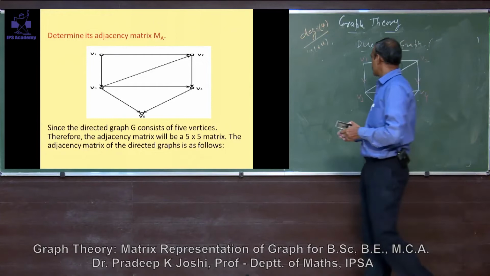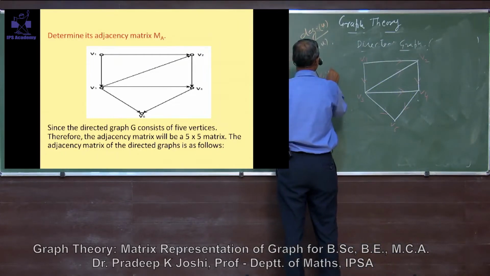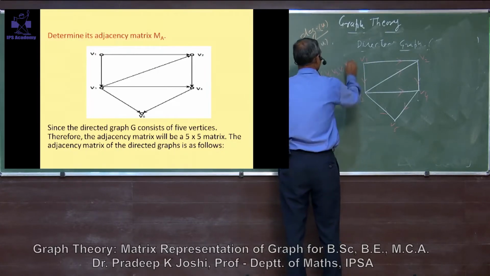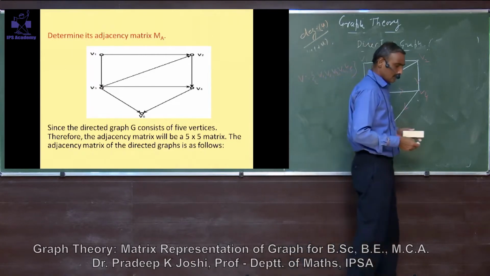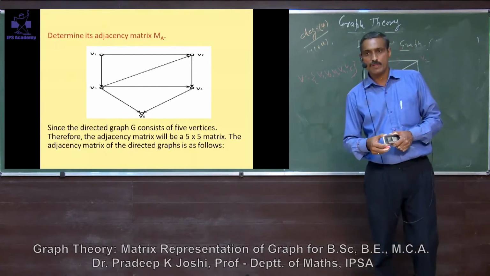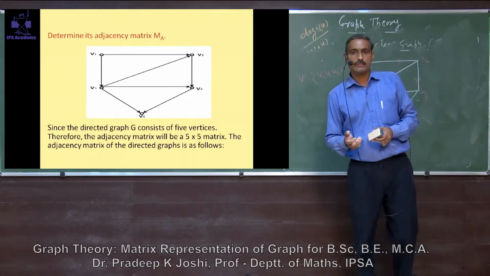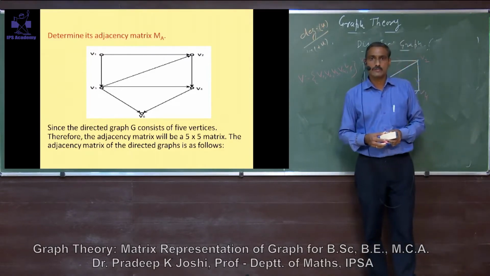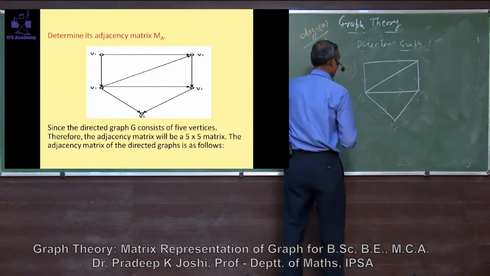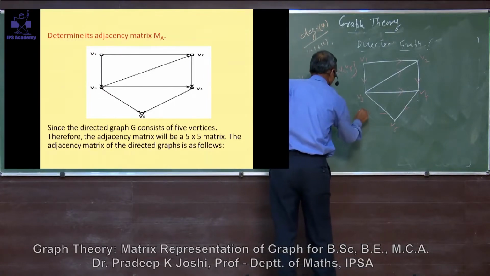Now how many vertices are in the given graph? The vertex set is V1, V2, V3, V4, V5. There are 5 vertices, so the order of the adjacency matrix will be 5 by 5. The adjacency matrix of the directed graph is defined as follows. First we define the elements of the matrix. Suppose A equals this matrix, denoted by A.